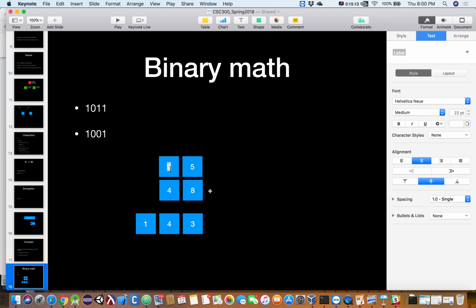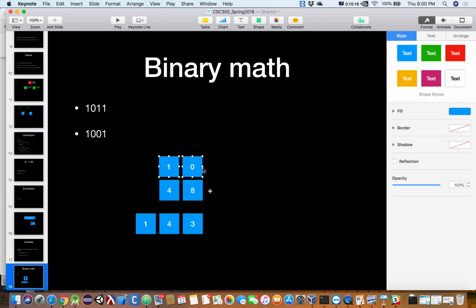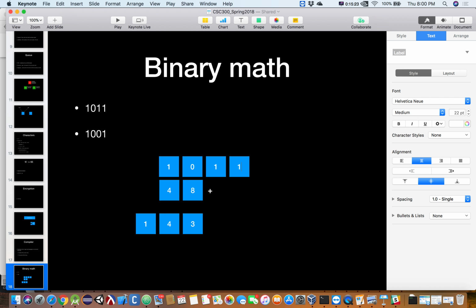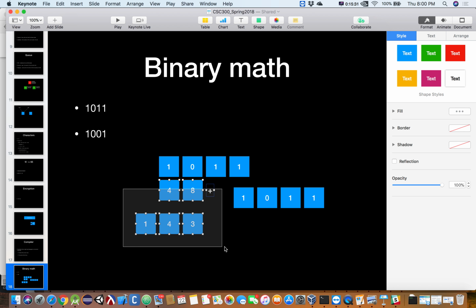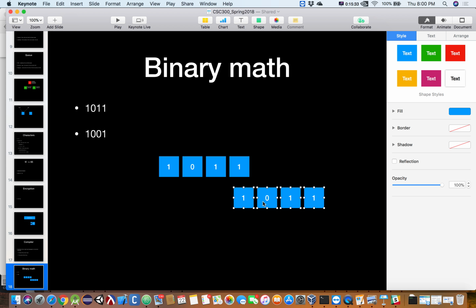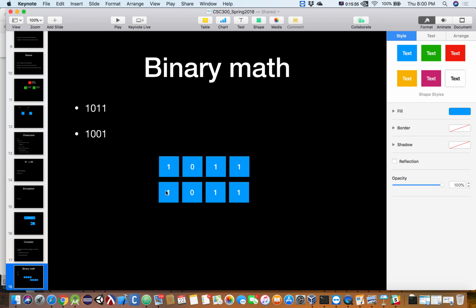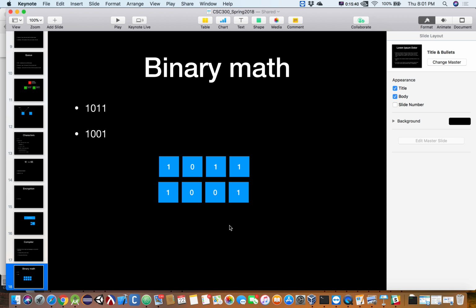So let's go ahead and give myself my representation here. So this is 1, 0, 1, 1. And then I'll steal this guy. This is 1, 0, 0, 1. All right, we're adding these guys together. So now we're doing this in binary math. Our only legal bits are 0 and 1.